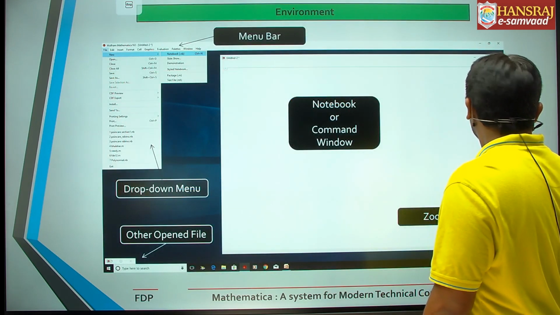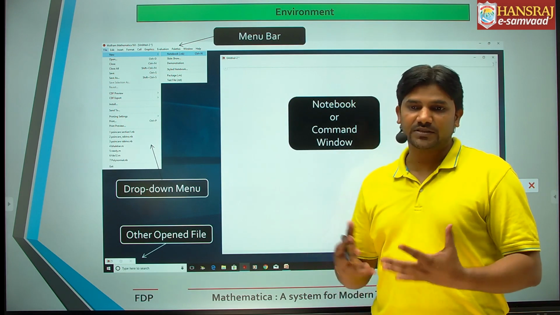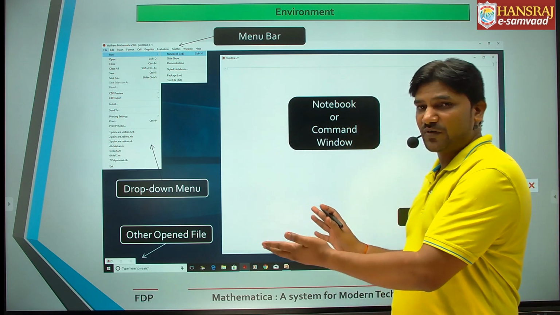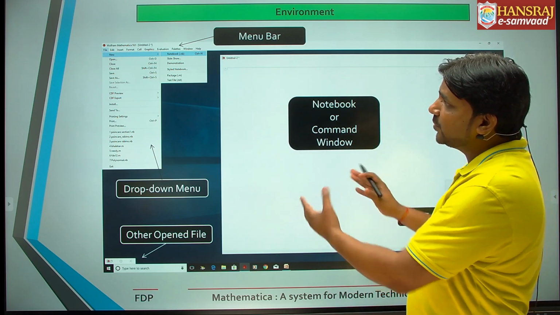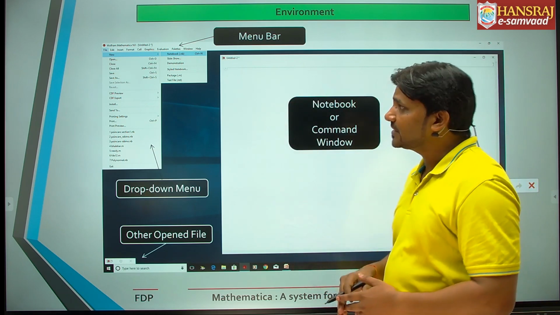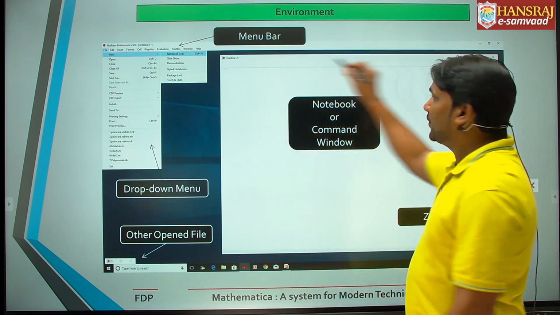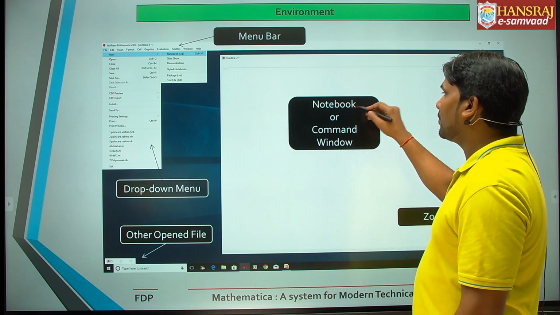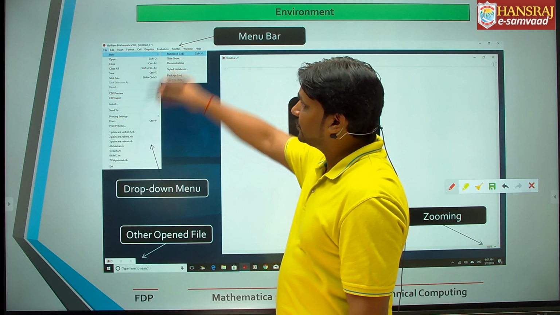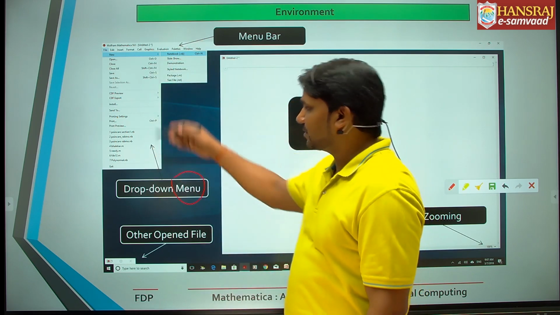So here is the basic environment. Whenever we go to the Mathematica software, you will open it on your desktop. So this is the paid version, and the paid version will look like a GUI, that is, graphical user interface. And you will see one white window here, which is basically your notebook or command window. And here is the menu bar in which you can go to the different menus, whatever is given there. And you can use the drop down menu to search more options.